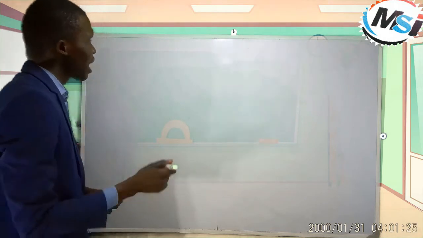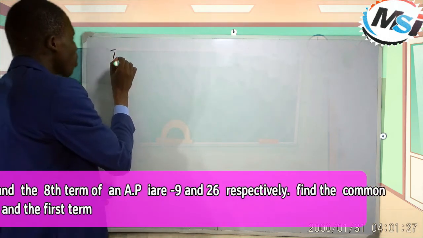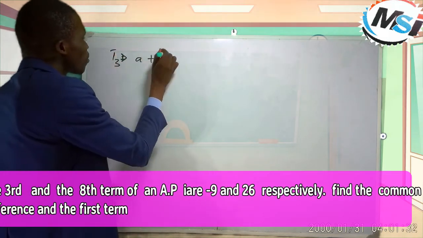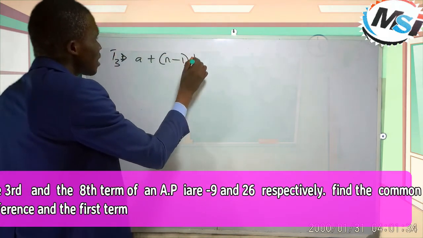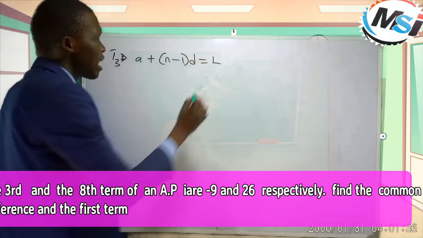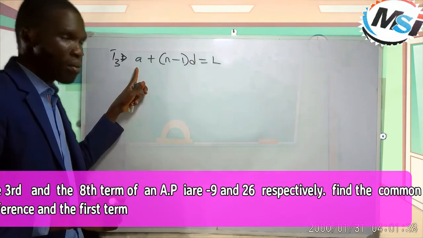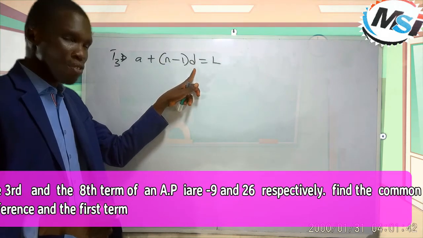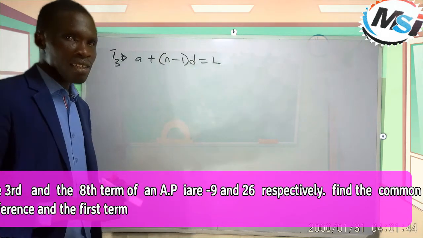Now you need to understand that the third term is called T3, which will give you a plus bracket n minus 1 d equals L. A is the first term, n is the number of terms, and d is the common difference, while L is the last term.